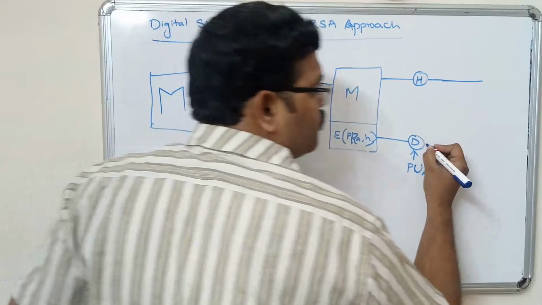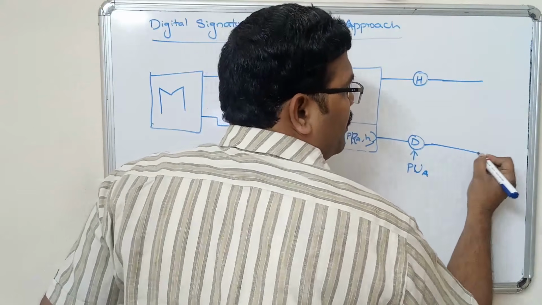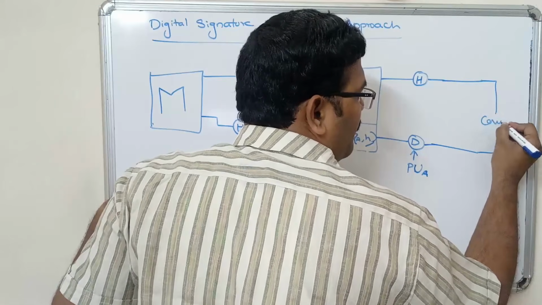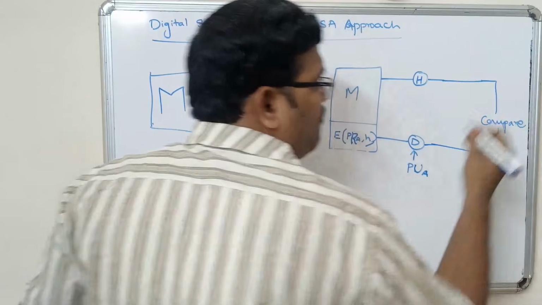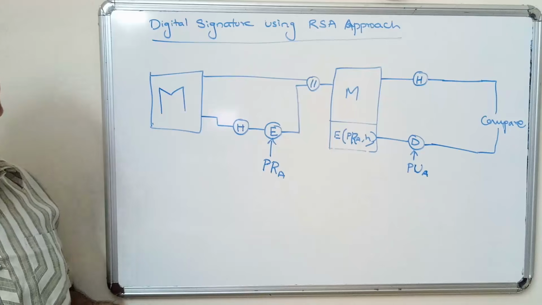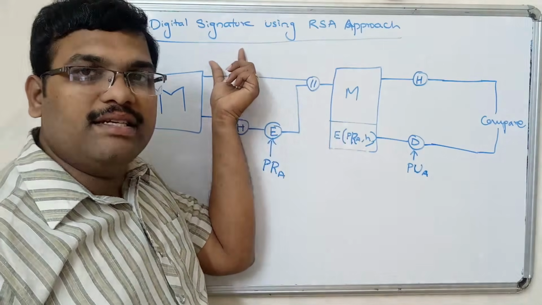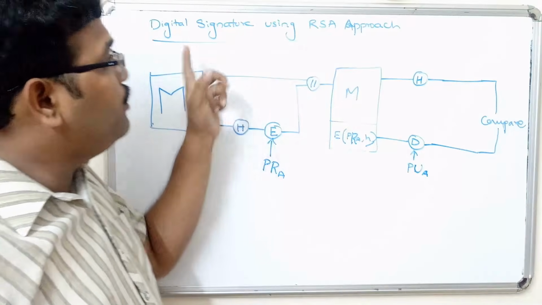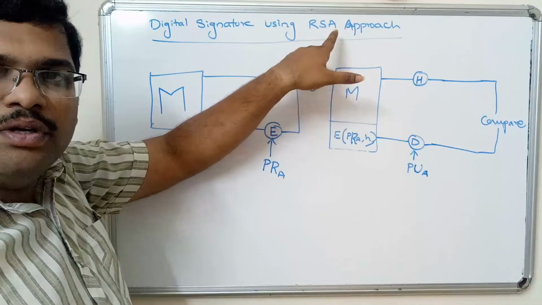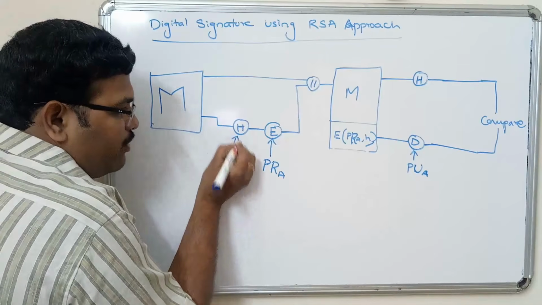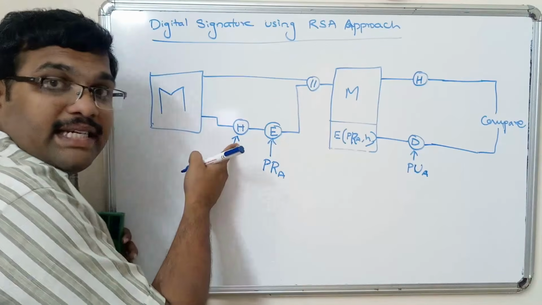Public key of sender, so that the hash code will become available, and both hash codes will be compared. So this is the simple approach for achieving a digital signature using this RSA approach. Here we are using the RSA approach, and here we have to use a hash.